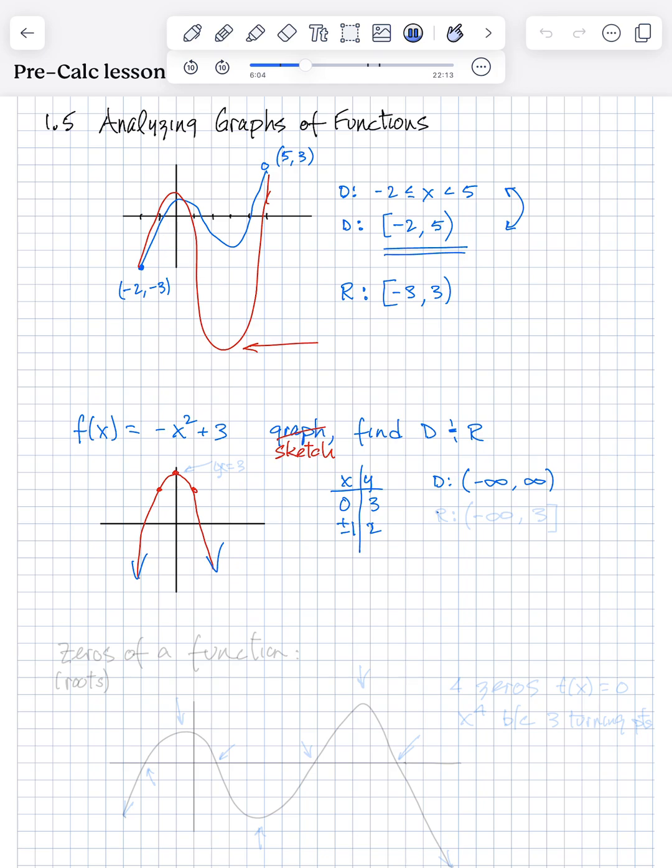Well, let's look at the range. Remember, the range starts at the bottom and goes to the top. So the bottom value of the range is negative infinity. And the top, we know that y is equal to 3 at that point, and since it's equal to it, we put it in a bracket. And there you go. Okay, our next example, we're going to find the zeros of a function.